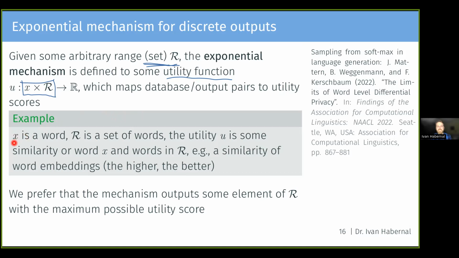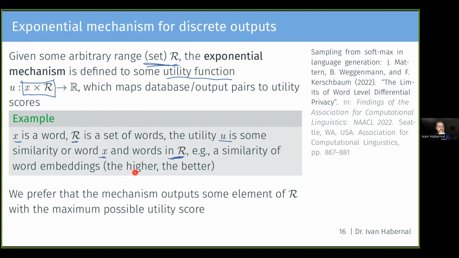Where X is a word and the range R is another set of words, the utility U could be, for example, some similarity of word X and all the words in the range R. For example, the similarity of word embeddings. And we want the utility to be, higher utility is better, so we would need to map, for example, the embeddings to not being close enough with 0, but maybe just inverse, for example.